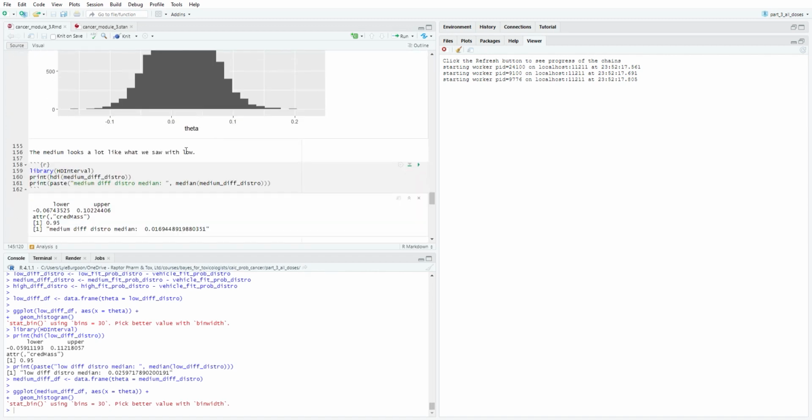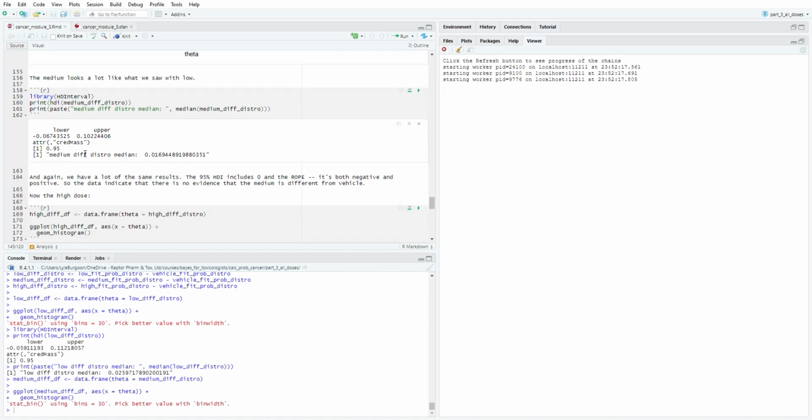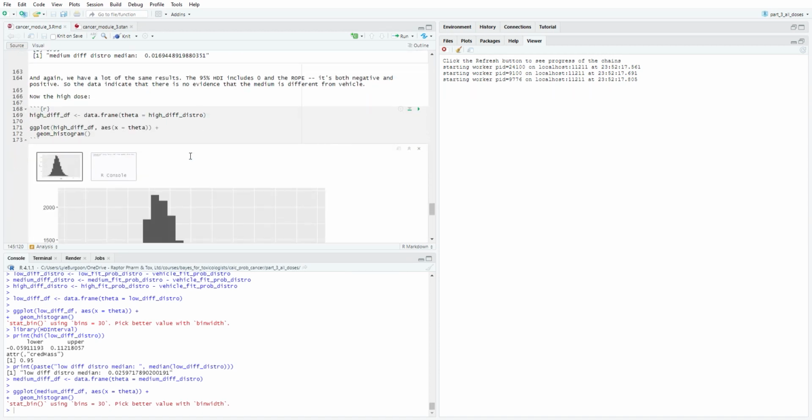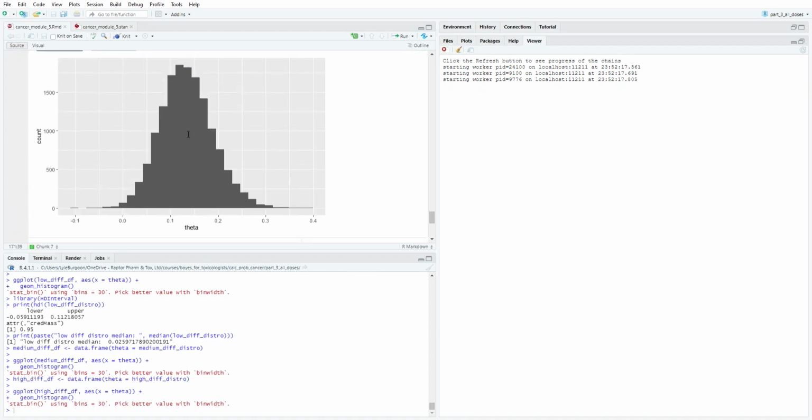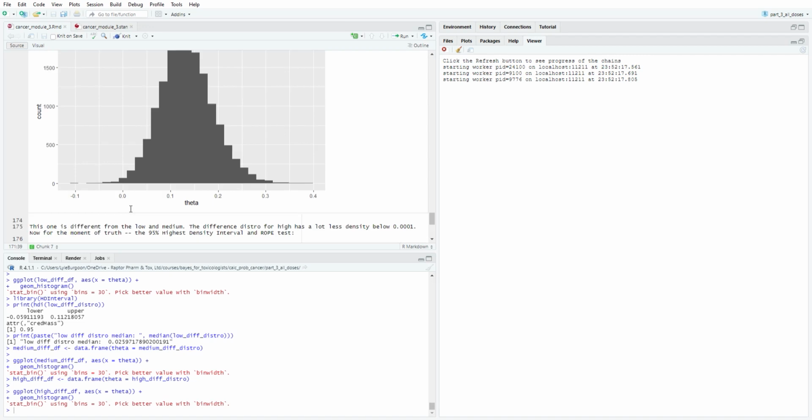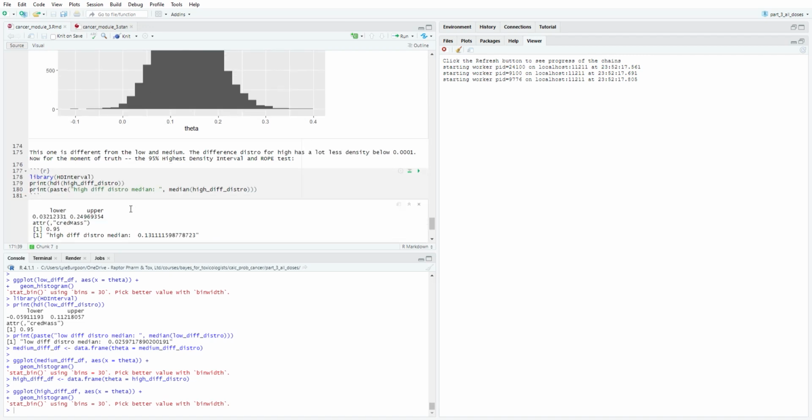Medium looks a lot like what we saw with low. Again, it's a lot of the same explanation, so you can just read it yourself. Now let's go to the high. This is where things get interesting. I look at this and it's like, okay, here's 0. The rope is probably here. Not much of this distribution is sitting within that rope. We might have a winner here.